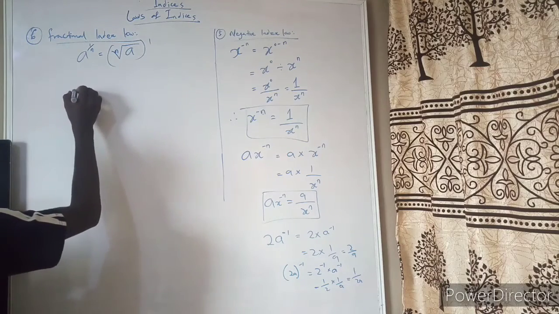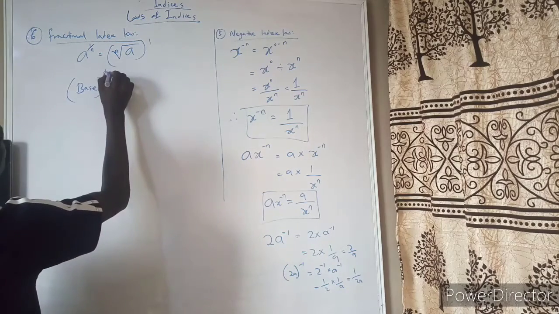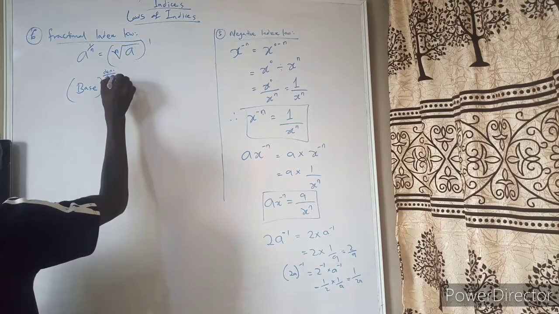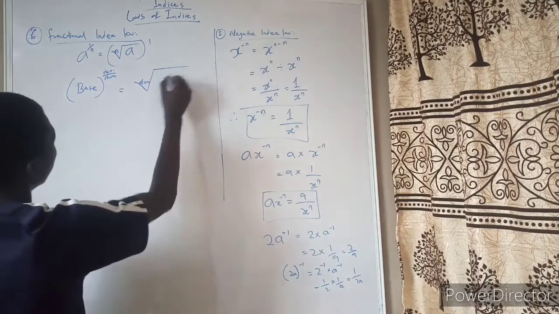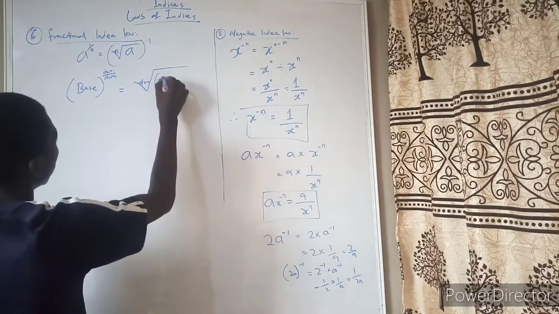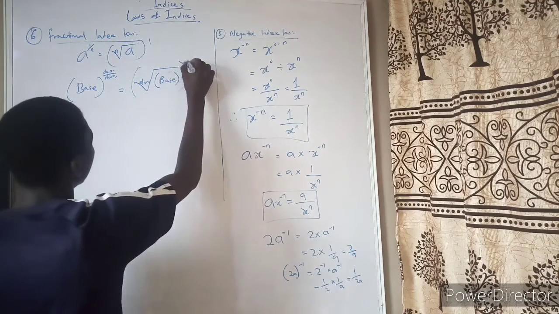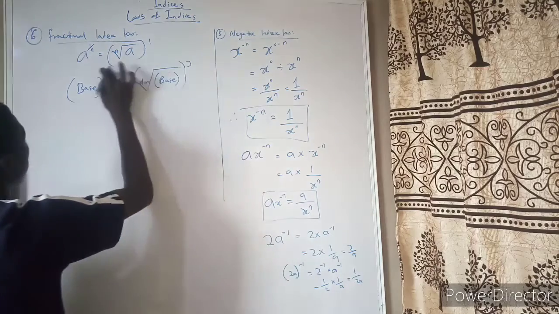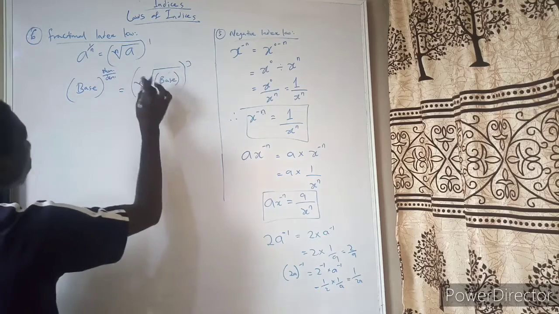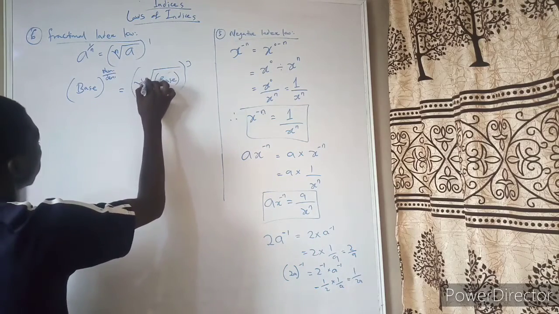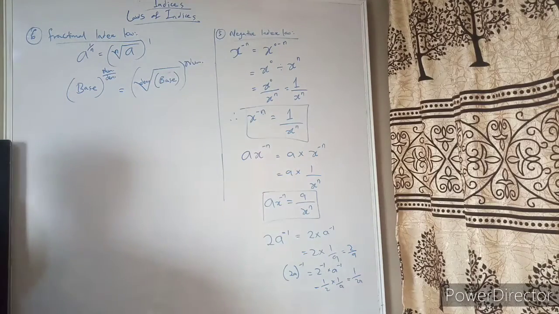So it simply means if I should have my base raised to power the numerator all over the denominator, therefore it is equal to the root of the denominator, then I have the base within. Now everything here is raised to power the numerator. So what am I saying? The denominator here, the numerator here. So here I have the denominator as the root and raised to the power of the numerator. So the same thing applies.